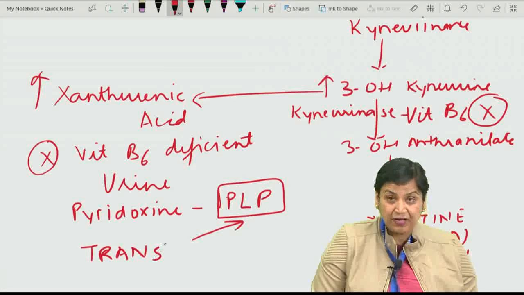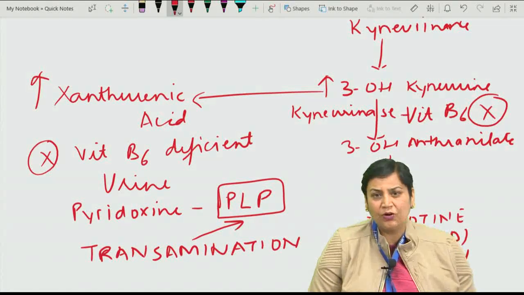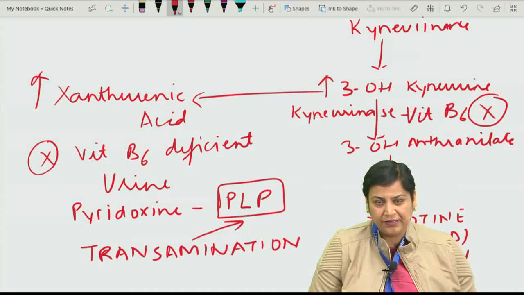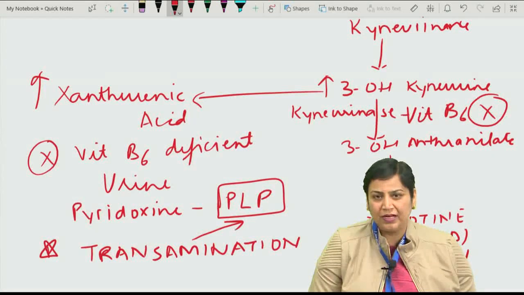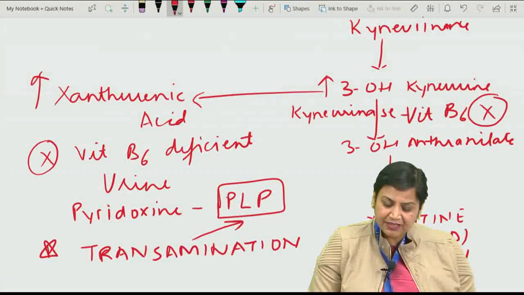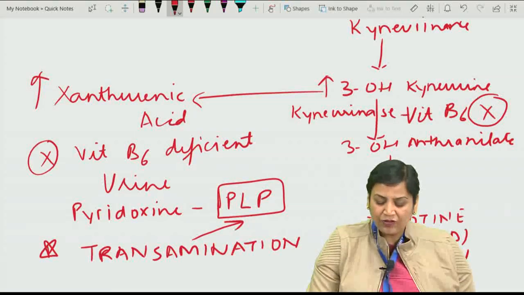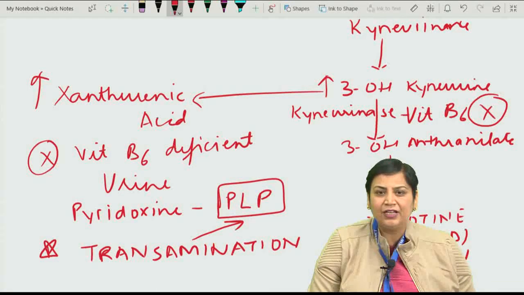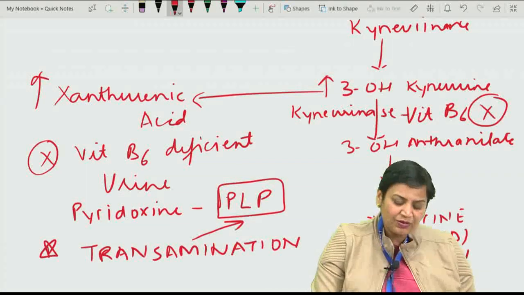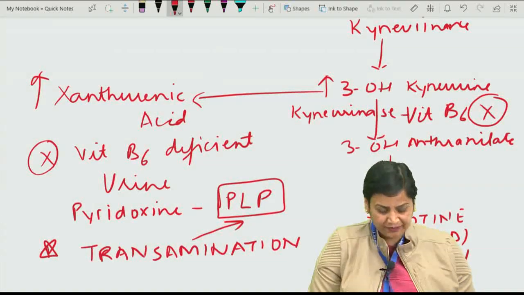This is again a very important question. Transamination cannot occur without pyridoxal phosphate. This has again been asked in the exam so many times. So the answer here is, due to the deficiency of B6, instead of the formation of 3-hydroxyanthranilate, this 3-hydroxykynurenine will finally be converted into xanthurenic acid, and there is excretion of this in urine.